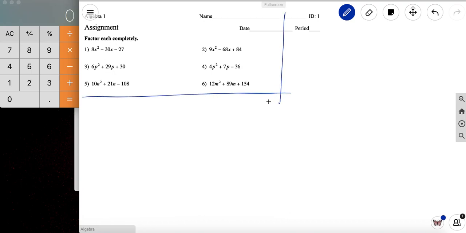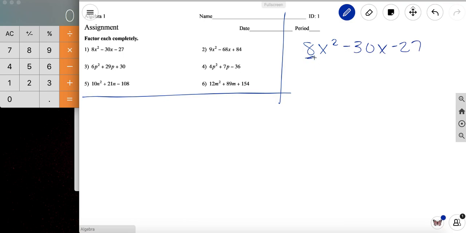And I'm just going to X this off. Alright, so number one, we have 8x squared minus 30x minus 27. Actually, I'm going to write it in the bigger spot, over here: 8x squared minus 30x minus 27. All right, so I'm going to use the swing method for all these problems, which is the first method. If you like it the other way, that's fine. Just make sure you're checking your answers.